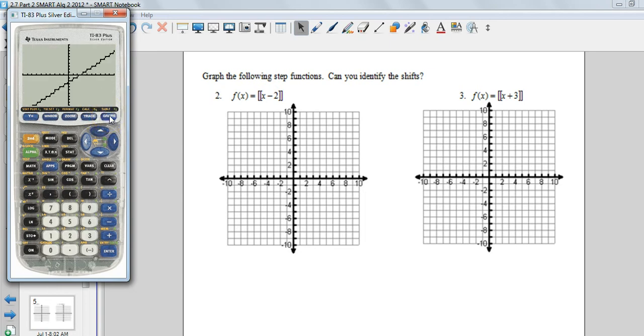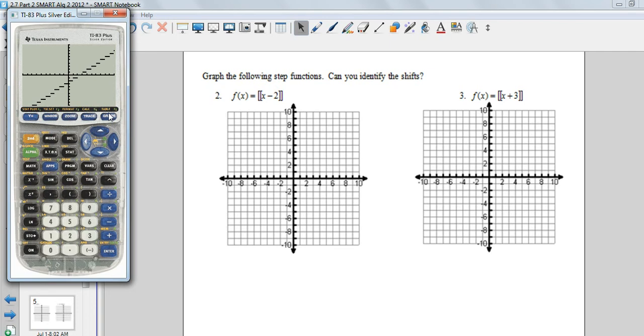Now, on my calculator, because this is an older model, you're going to notice it connects all my stair steppers. And that's not what I really want to happen. So if this happened to your calculator, you're going to have to go to Mode, and there's an option that says connected or dot. You're going to want to switch it to dot mode. So highlight dot, and now when I hit graph, I'm going to see that they're no longer connected.